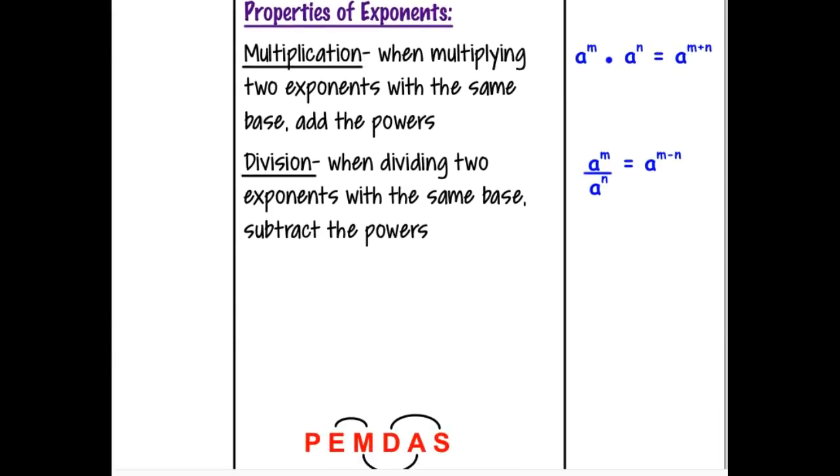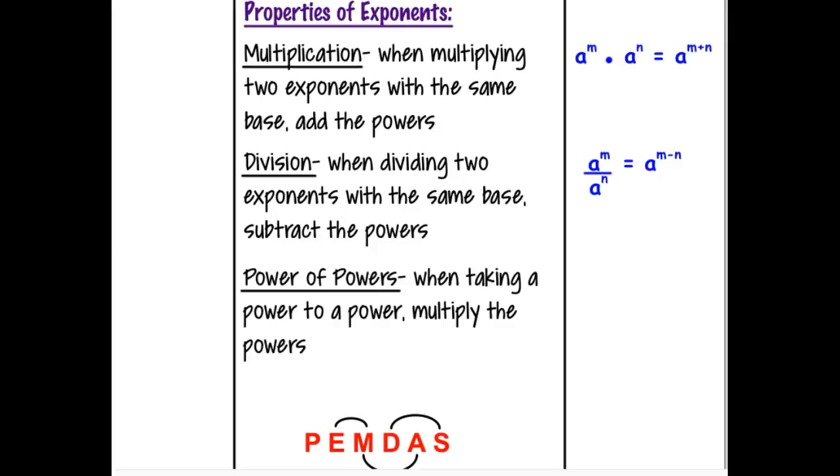And the third one is going to be our power of powers. And that means simply when you take a power to a power, you're going to multiply the powers. And I know power is written a lot in there, but these are the types of things you're going to see. So in the first one, you've got a to the m, parentheses, to the n. So what you're going to do is take a and take m times n. So you're left with a to the mn power.